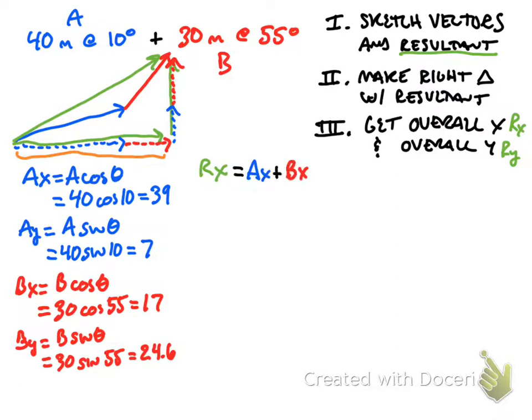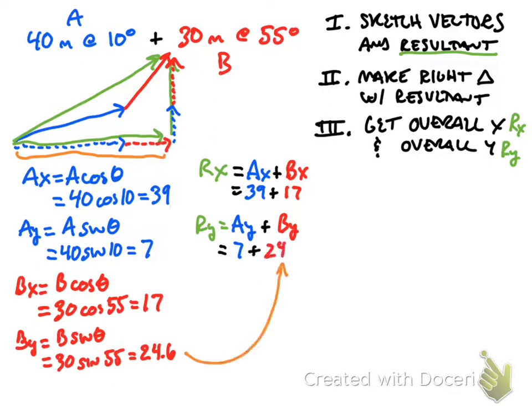Rx, when we look at that, is going to be Ax plus Bx, how far the blue goes over plus how far the red goes. And the blue goes over 39, the red goes over 17. Ry is going to be Ay plus By, how much the blue goes up plus how much the red goes up. So Ay is 7, By is 24.6, and we add those together and we get the x and y of the resultant to be 56 and 31.6.